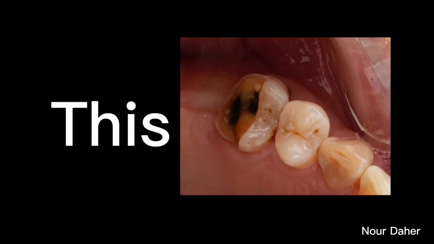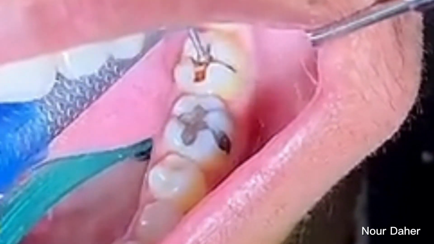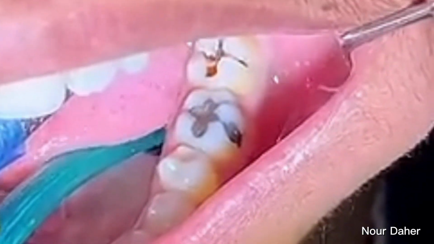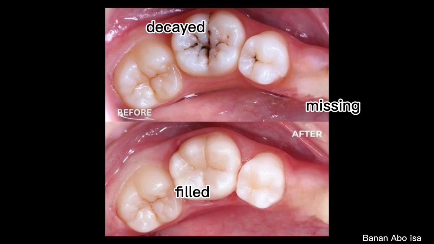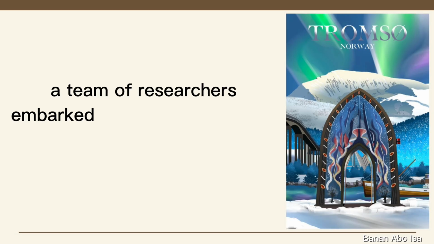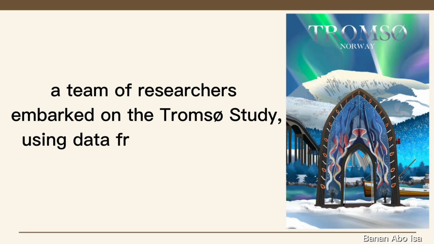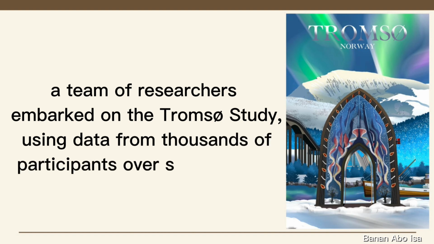So why does this disease, which is one of the most prevalent globally, remain a challenge in one of the world's most developed nations? To uncover the secret, a team of researchers embarked on the Tromsø study, using data from thousands of participants over several years.